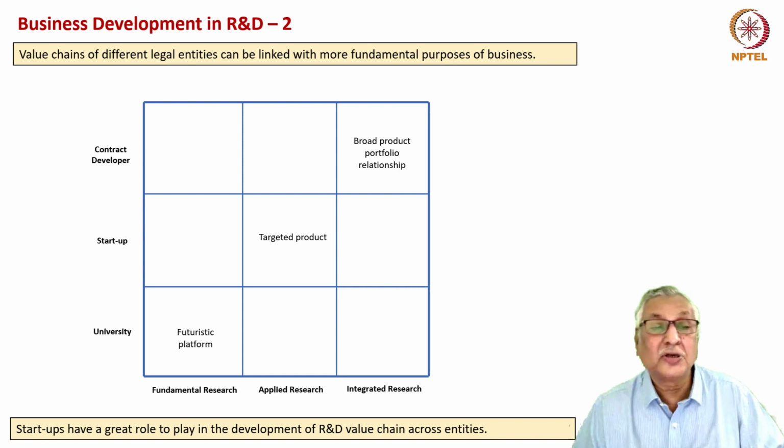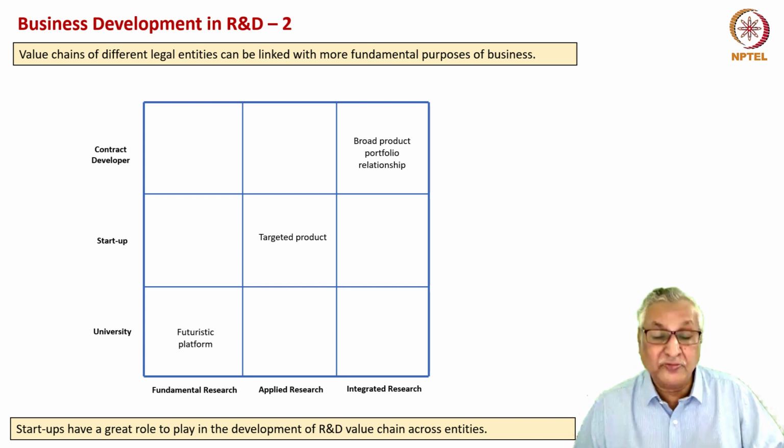Now, you can think of integrated research being developed and done by a contract development organization whose job is to develop research products for someone else. And that results in broad product portfolio relationship. There are many pharmaceutical companies in India which have established manufacturing facilities but have depended on external R&D contract developers. Orbicular is one company which has specialized in developing a range of products for companies such as Alembic, Dr. Reddy's, and various other companies.